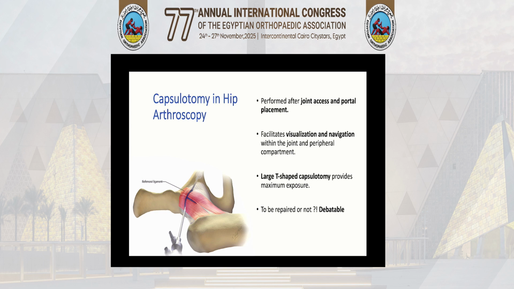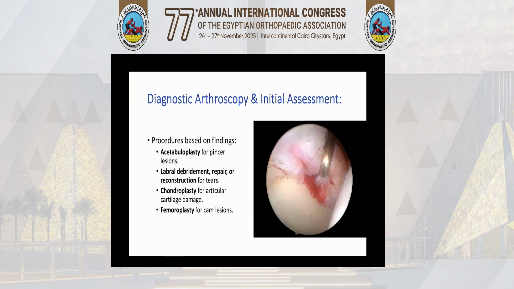We start with an interportal capsulotomy between the anterolateral and anterior portal to make the movement of the instruments easier and facilitate visualization and navigation. Usually we are doing a T-shaped capsulotomy to access the cam lesion and head-neck junction. Whether the capsulotomy should be repaired after finishing the hip arthroscopy is debatable.